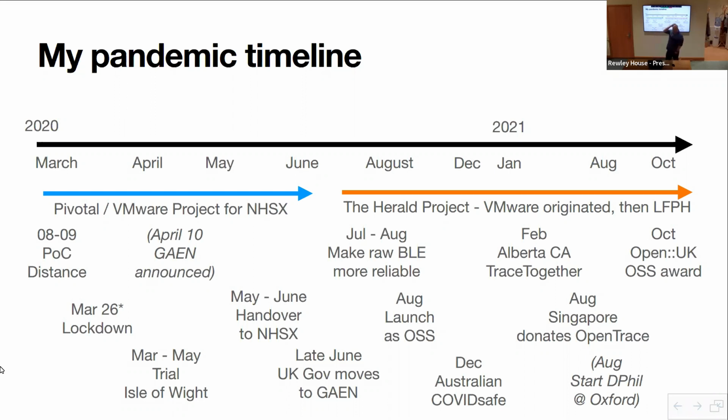Singapore government as well, we're using an open source layer. So there's quite a lot of talk amongst the teams internationally about how to do this. I've been working with Singapore for years, and they donated their OpenTrace code to the Herald project, which is currently still part of Linux Foundation Public Health, so it's all Apache 2 licensed, and we're using that to build other stuff as well. And then we won an Open UK award in 2021, but it's still being onward developed.